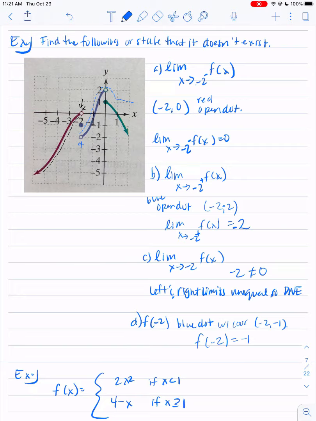Okay, so for f of negative 2, this is the blue dot with our coordinate negative 2, negative 1. So this is the actual value of f of negative 2. So f of negative 2 is negative 1.